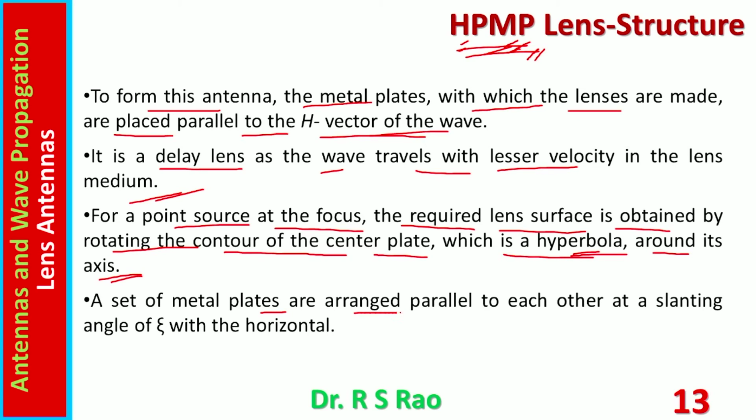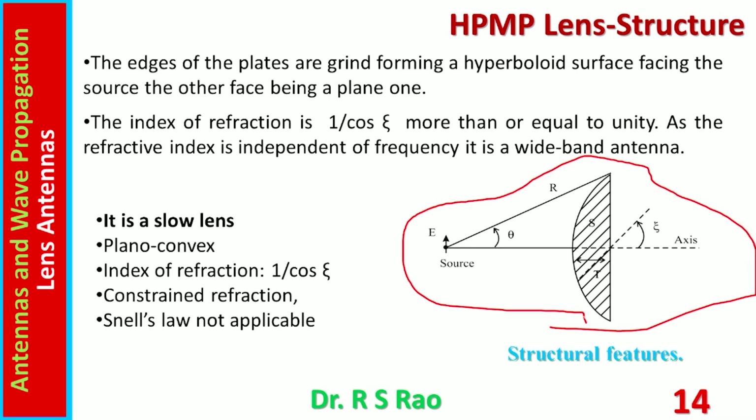A set of metal plates are arranged parallel to each other at a slanting angle, theta, with the horizontal. Here is shown the HPMP. Plates are arranged. The edges of the plates are grinned, forming a hyperboloid surface facing the source, the other face being a plane wave. This is a hyperbola. The index of refraction is 1 over cos zeta, more than or equal to unity. As the refractive index is independent of frequency, it is a wideband antenna.